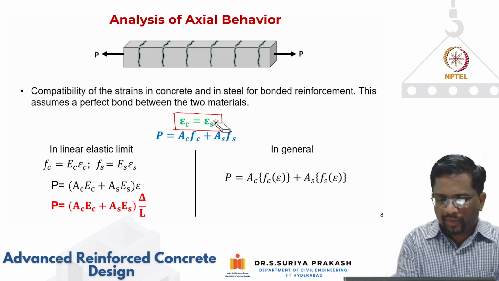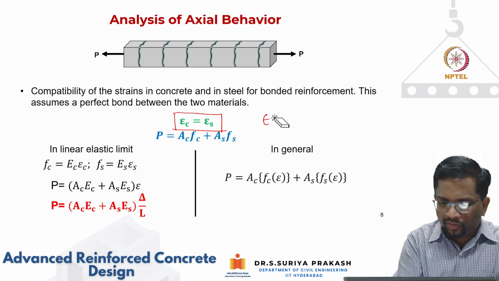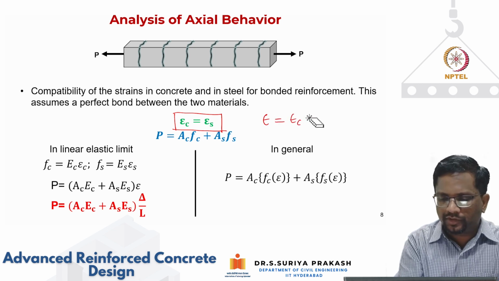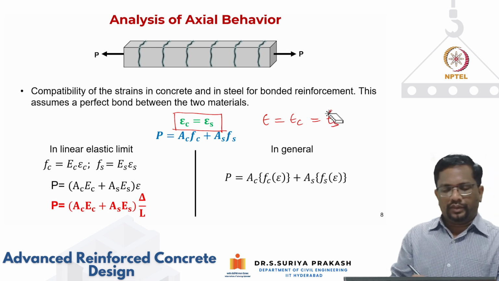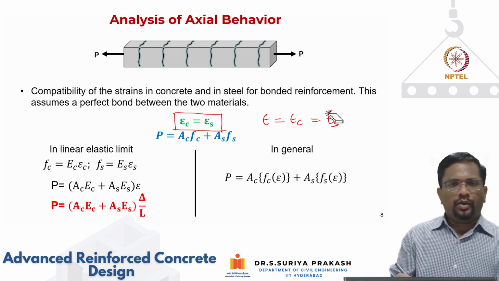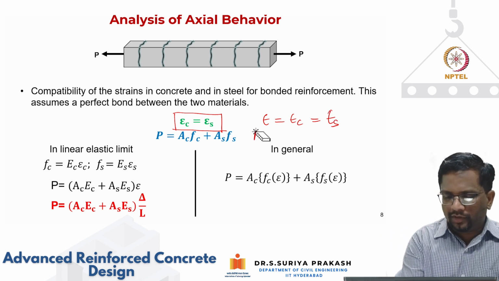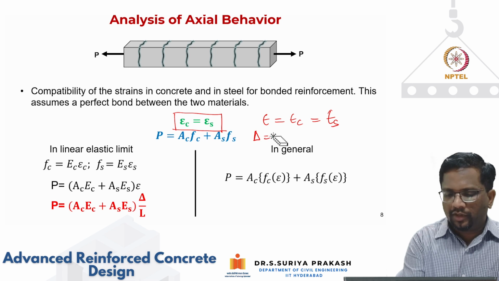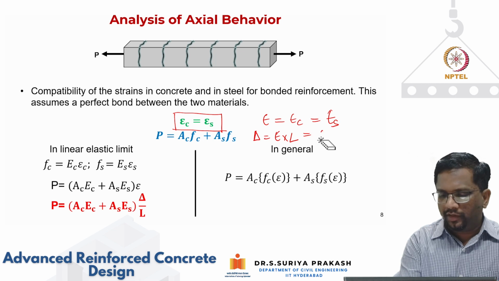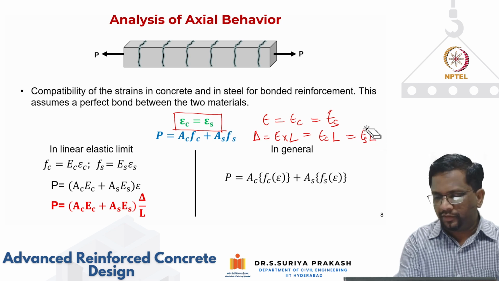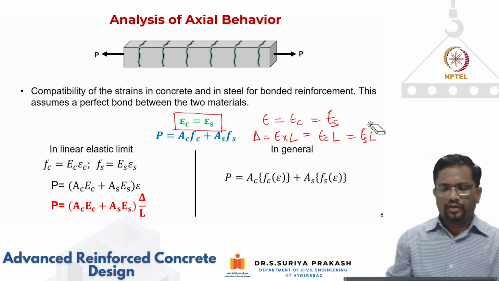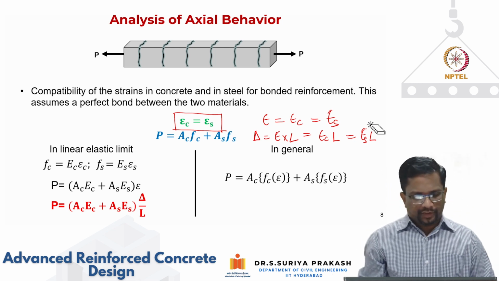So compatibility condition tells me that the total strain epsilon is equal to strain in concrete, which is equal to epsilon s. Okay, right? We have seen that. Similarly, what is the total strain in the member? It is nothing but delta, which is epsilon times the length of the member, which is again epsilon c multiplied by length of the member, is again epsilon s multiplied by length of the member. So all of them are undergoing same strain.